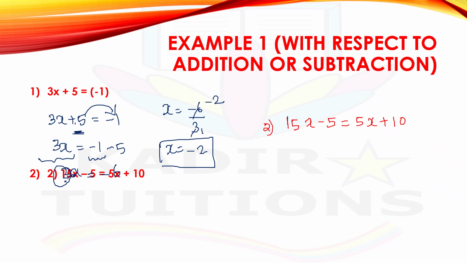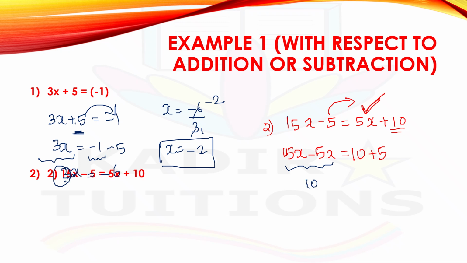So already 15x is in the LHS only. And here on the RHS, one x term is there. We'll move that to the LHS. So 5x, if it has been moved to the other side, becomes minus 5x, and the 10 is there already in the RHS, let it be. Now we are going to move this minus 5 to the other side. So if I move minus 5 to the other side, what will it become? Plus 5.